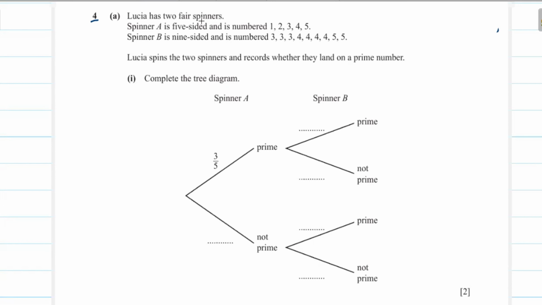Question 4, part A. Lucia has two fair spinners. Spinner A is 5-sided, spinner B is 9-sided. Lucia spins the two spinners and records whether they land on a prime number. Complete the tree diagram. You see here, this is spinner A.